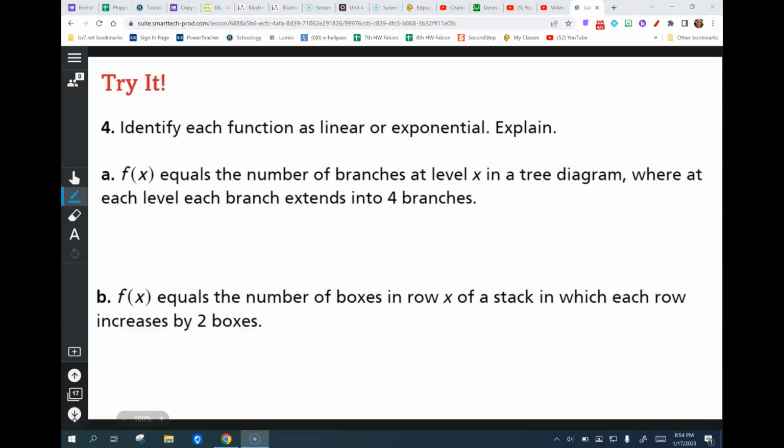So in your book on page 121, number 4, it says identify each function as linear or exponential. Remember, a linear is where you add or subtract a constant. And an exponential is where you're going to multiply by a ratio.